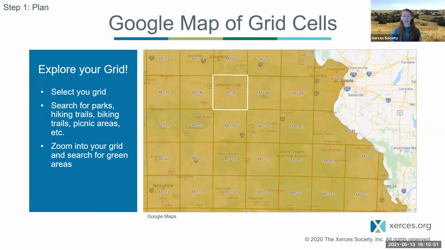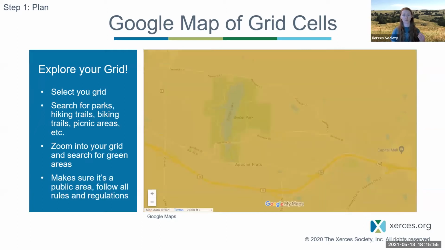Another way is by just zooming in automatically to your grid on your own and looking for green areas. Anywhere that's green on the map is usually going to be some sort of natural area or a hiking area or somewhere where it might be a good opportunity to go look for bumblebees.